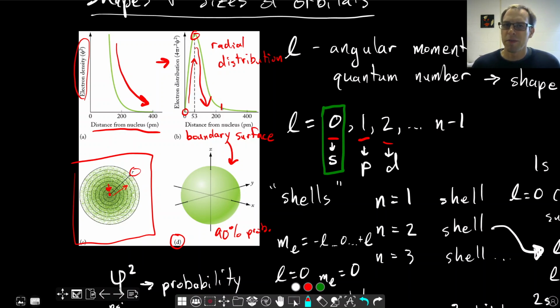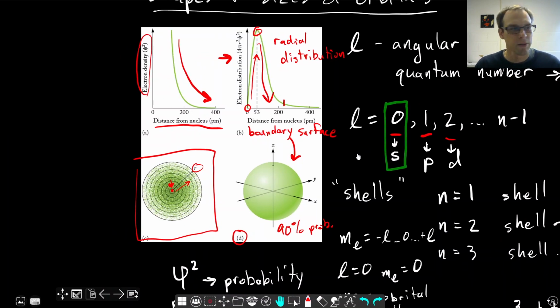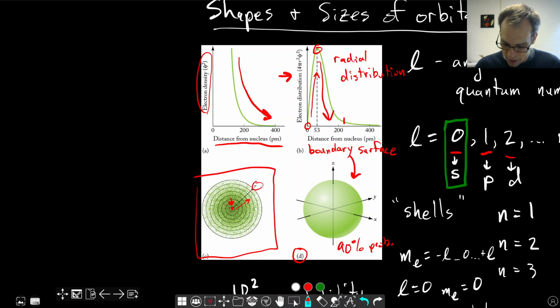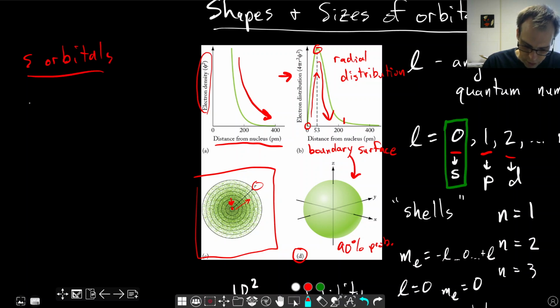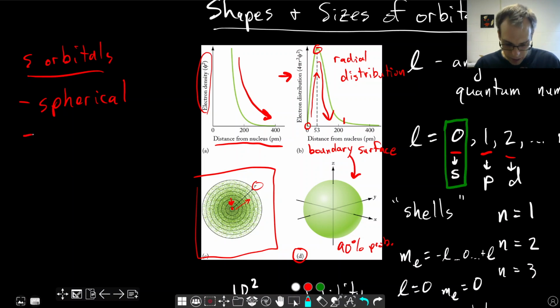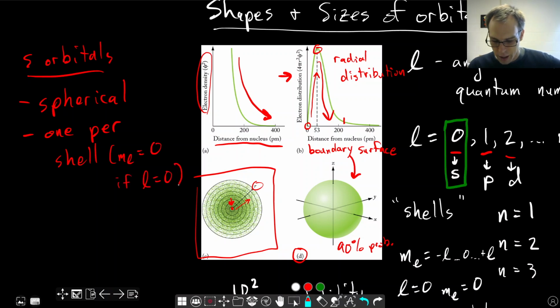So what are the key takeaways from this? One is that s orbitals are spherical. Let's give myself some space to do this on the side over here. So we'll move these over here. And our takeaways are, for s orbitals, they are spherical. There's only one per shell, because we have only one possible m sub L value. So m sub L has to equal 0 if L equals 0.